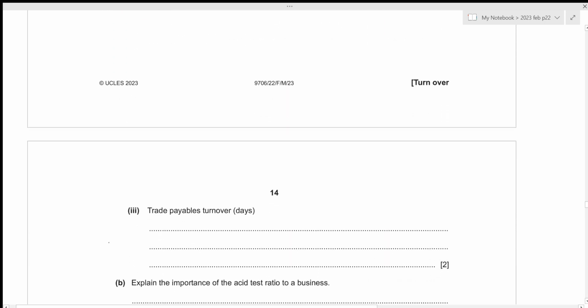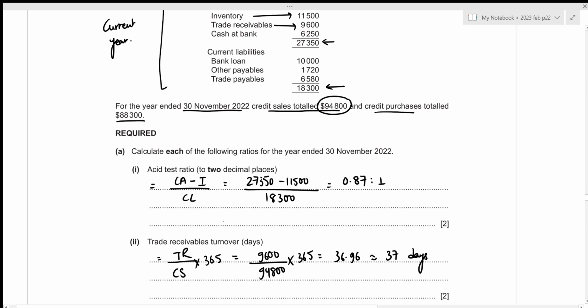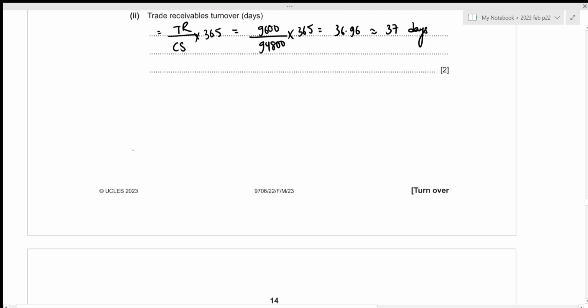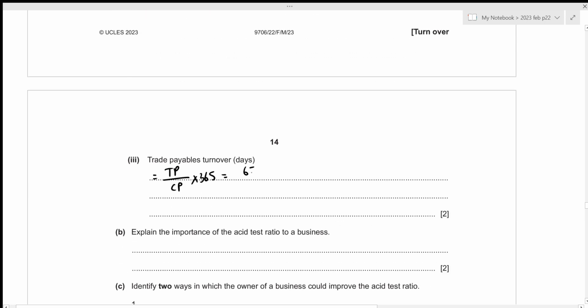Now we also need to calculate the trade payables turnover in days, and the formula for this is similar to trade receivables turnover. So this is just going to be trade payables divided by our credit purchases times 365. And we're given the value for trade payables right here, that's 6,580. Our credit purchases is given to be 88,300. So let's substitute these values. That's going to be 6,580 divided by 88,300 times 365. And this results in 27.20. Again, we need to round it off to a whole number. So that's going to be 28 days.